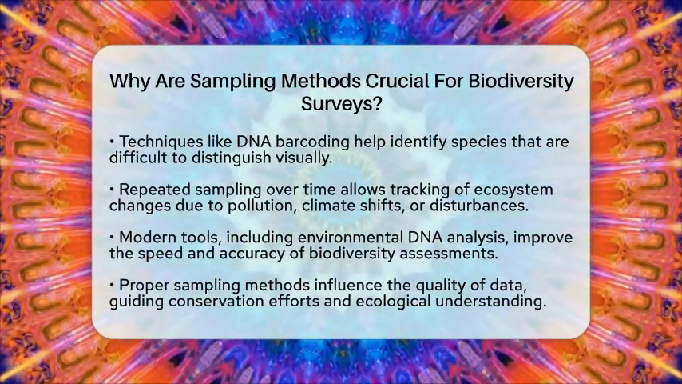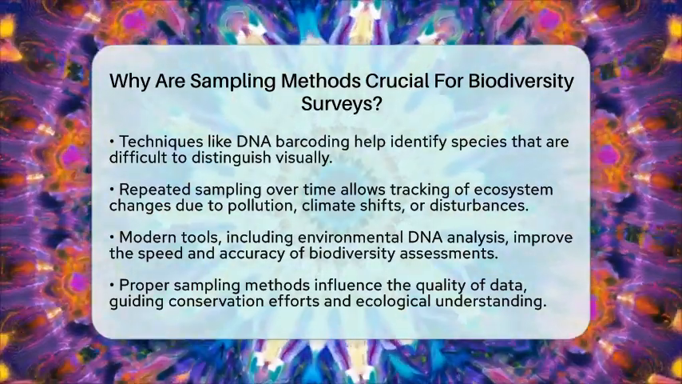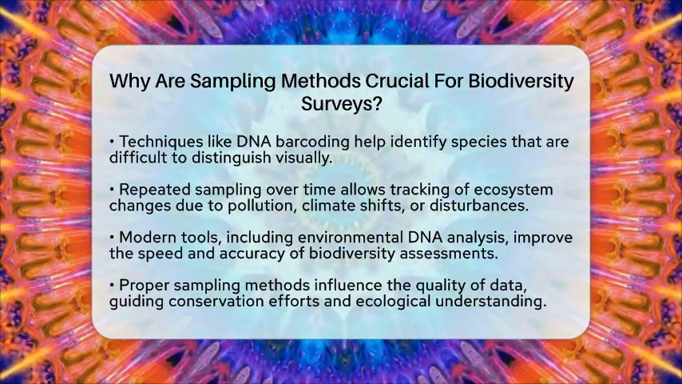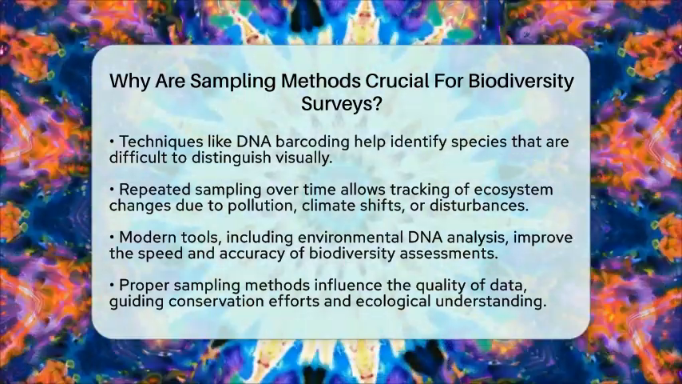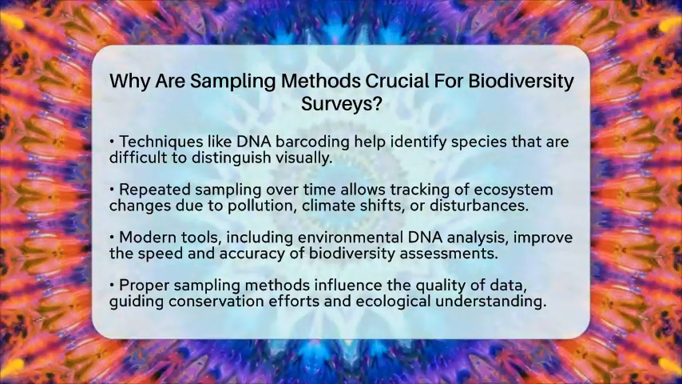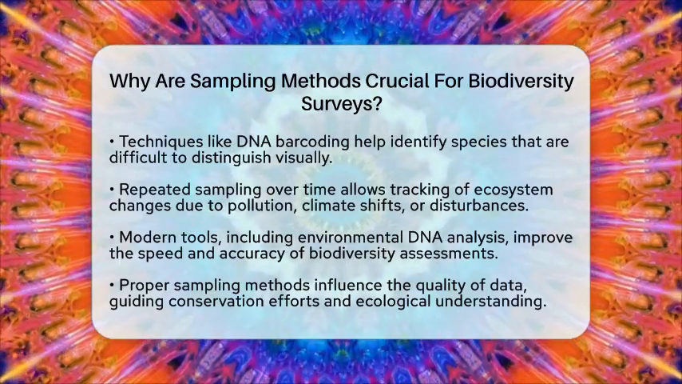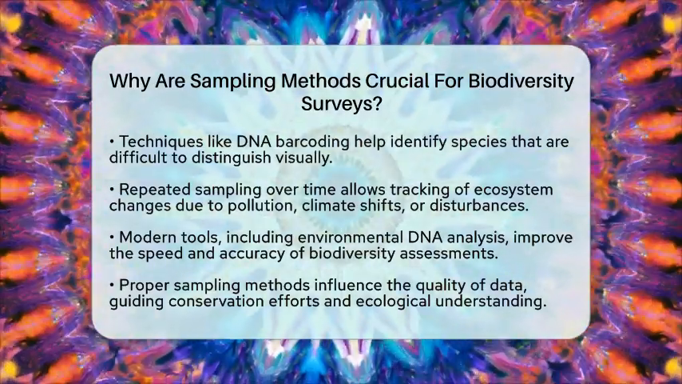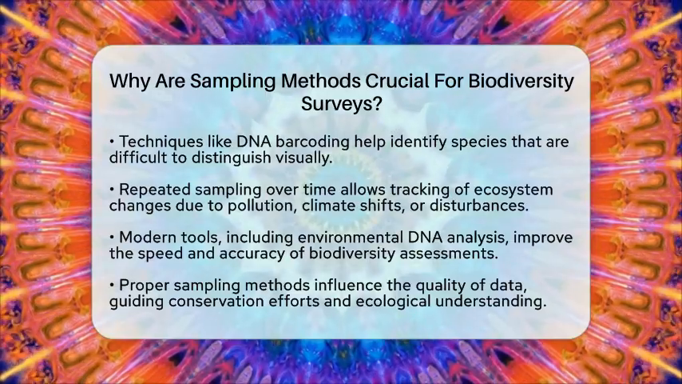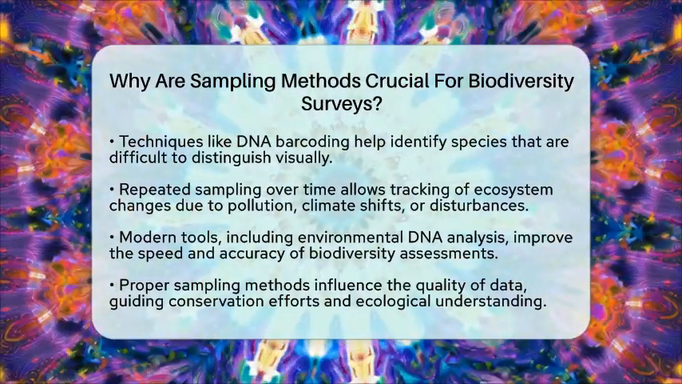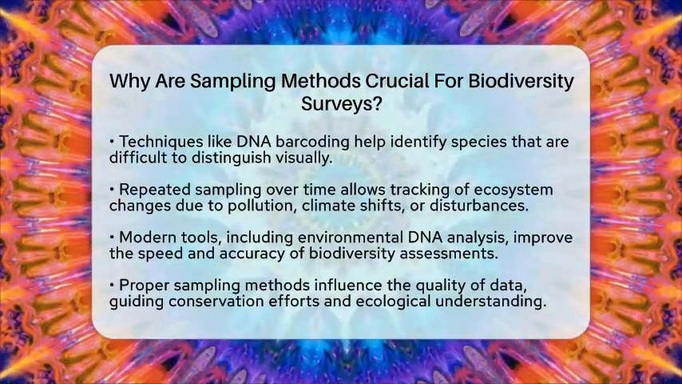In the end, sampling methods are the backbone of biodiversity surveys. They shape the quality of the data and help us understand the complex web of life around us. By carefully choosing and applying these methods, scientists can better measure biodiversity, detect shifts, and support efforts to conserve our natural world.